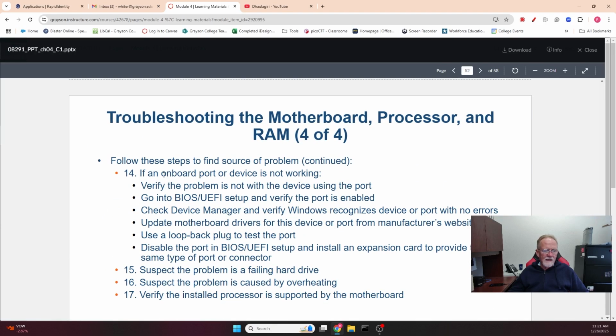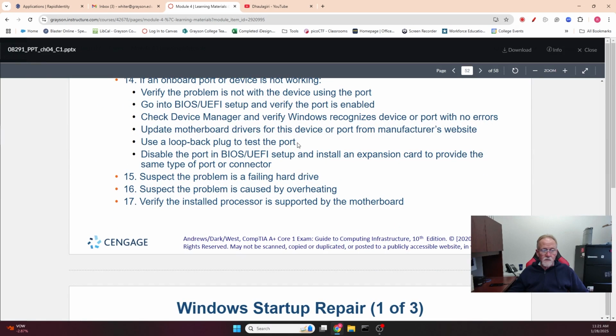Follow these steps for laptops, continued. If an onboard port or device is not working, verify the problem is not with the device. Like if your webcam is not working, don't immediately suspect the USB port, suspect the webcam. Go into the BIOS and verify the port is enabled. Check the Device Manager. Verify that Windows recognizes the device or the port. Update motherboard drivers. Use a loopback plug to check the port to see if it is working. Disable the port in BIOS and install an expansion card to provide the same type of port or connector. That's kind of a last ditch thing there.